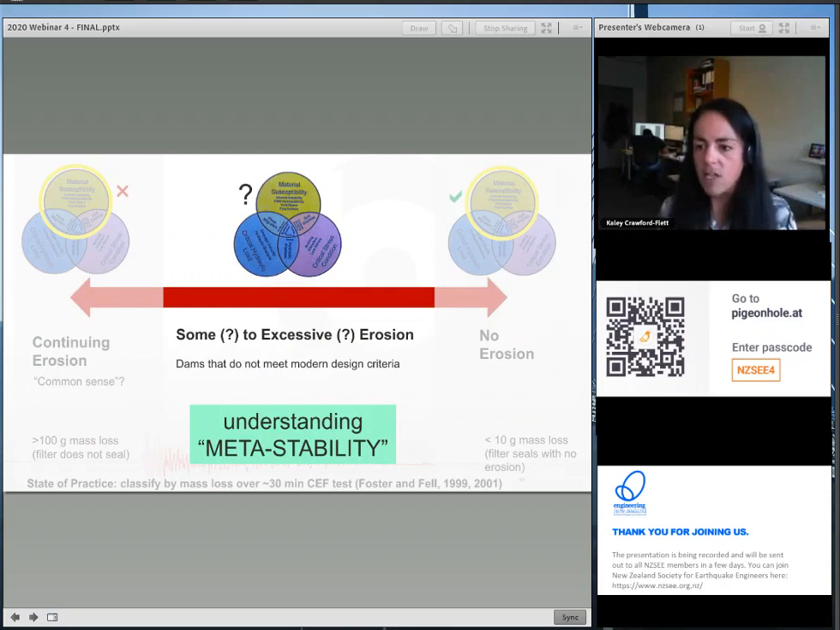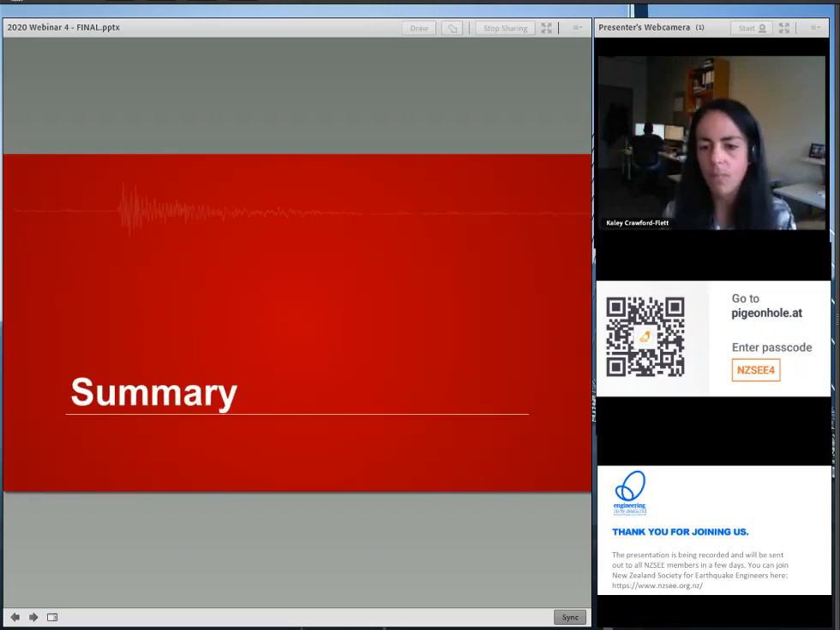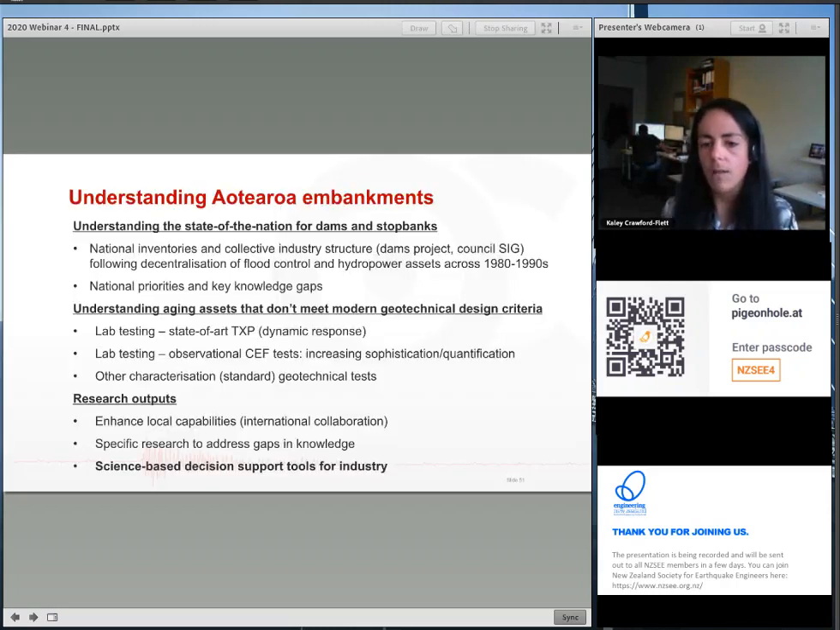So again, rather than just saying we either have no erosion at all when the filter works, or we have continuing erosion and the dam falls down. In reality, we're looking at many dams that don't meet modern design criteria and trying to understand metastability in terms of material factors, in terms of hydraulic factors, and in terms of stress factors. So, summary.